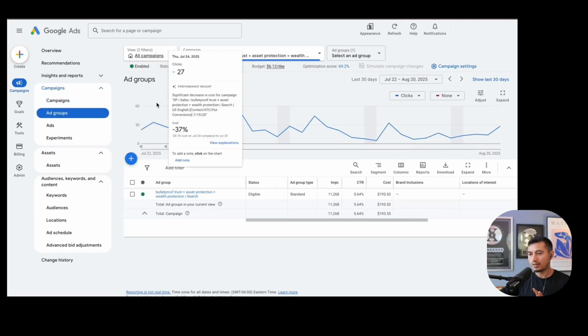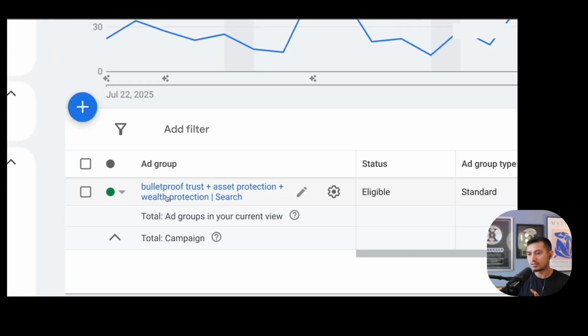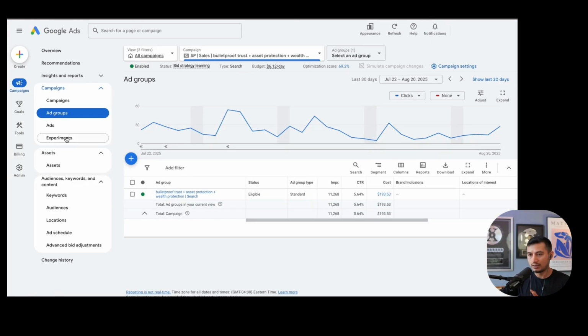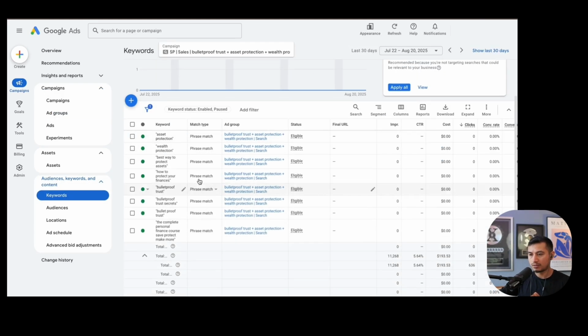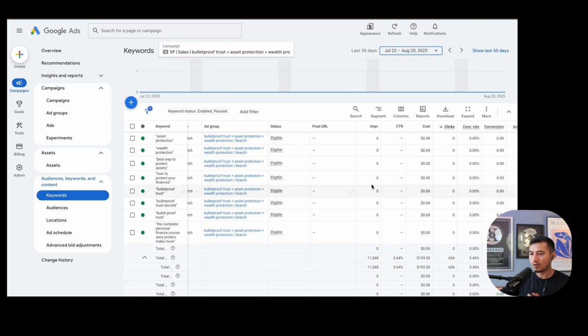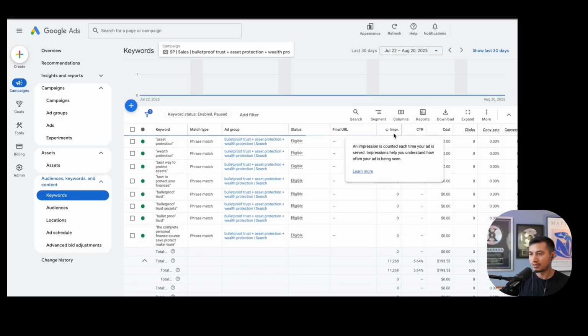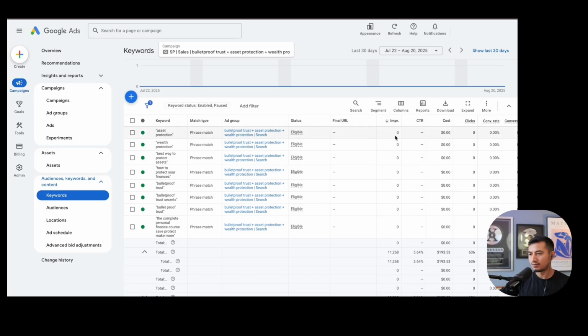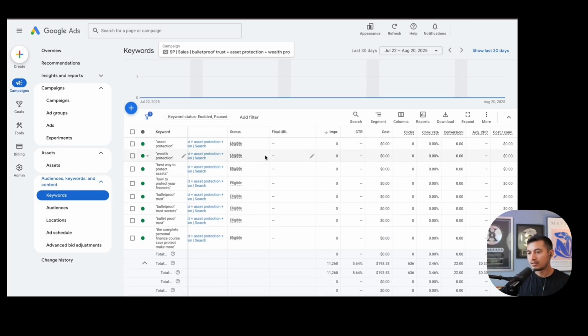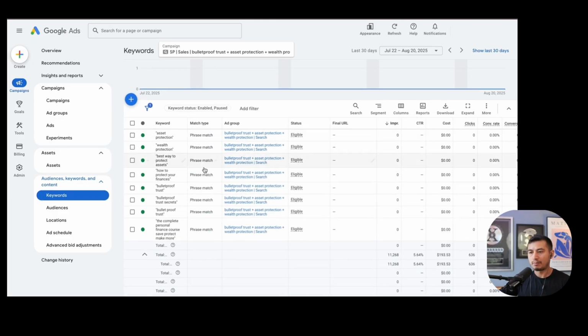I'm in campaigns. Let's go into the ad groups. These are some of the keywords that we're going after. And let me show you the keywords here: asset protection, wealth protection, all those things. At the moment, it doesn't show any impressions because those keywords don't have any impressions, okay? If I sort by impression, it doesn't show me anything, okay?